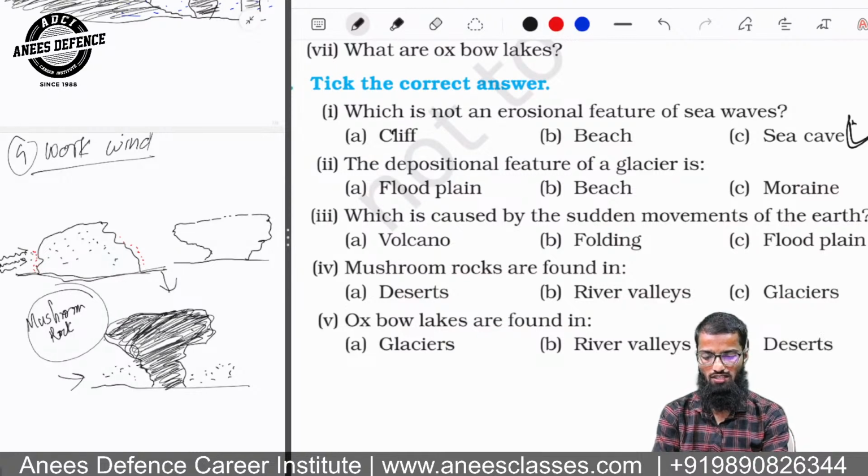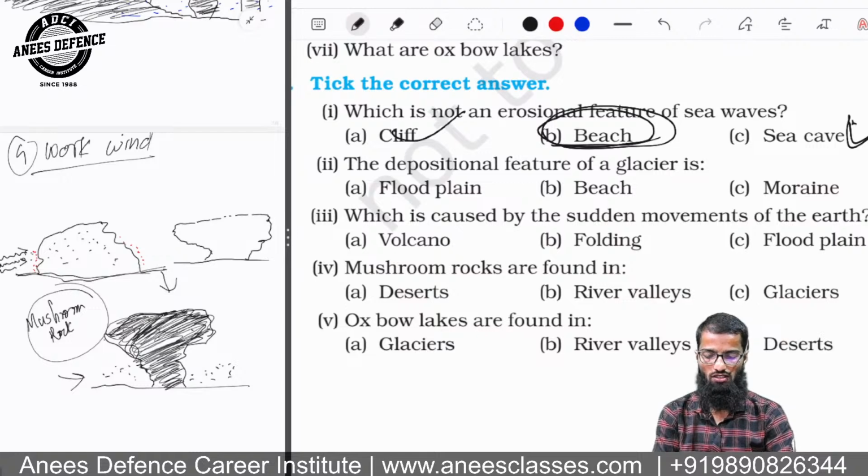You have cliff also as an erosional feature. But in the case of a beach, it is actually a deposition. You might have gone to the seashores of the oceans or seas. You can see that smaller or fine particles of sand are deposited on the shore of the sea, and it creates the beaches. So a beach is not an erosional feature, but rather a depositional feature. So the answer will be B, because they have asked for not.